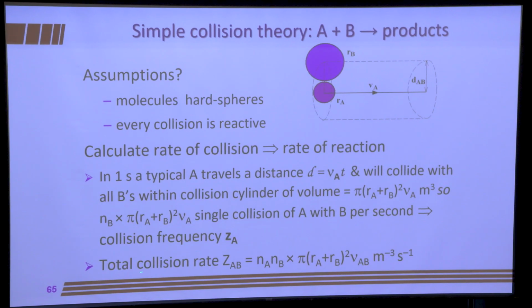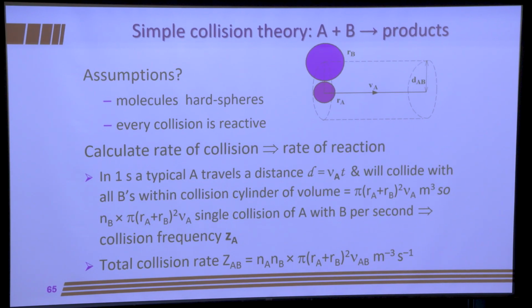But the total collision rate ZAB between A and B is equal to the number of moles of A times the number of moles of B times pi times (RA plus RB) squared times nu AB, which is the rate or the speed at which both species are traveling. But this is in 1 second. It's per meter cubed per second. And that's why we can take nu A. So the distance is nu A times t, but because t is 1, the distance is nu A, the velocity.